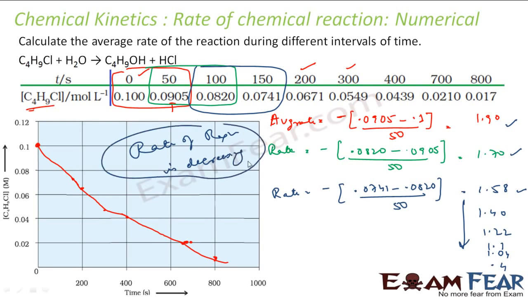The main point why we took this numerical was to show you that for a given reaction, the rate of the reaction decreases, it slows down, and then it reaches equilibrium. Initially the rate of reaction is more, then the concentration of the reactant goes down because it is being consumed and is now in the product form. The rate of the reaction is decreased.